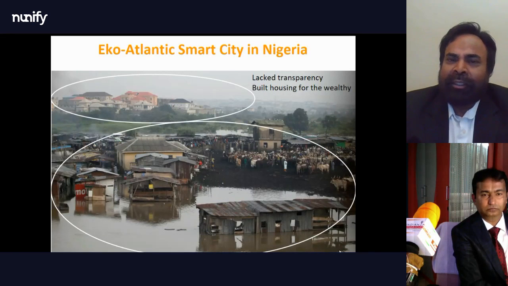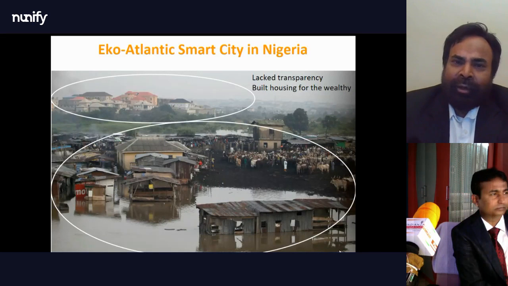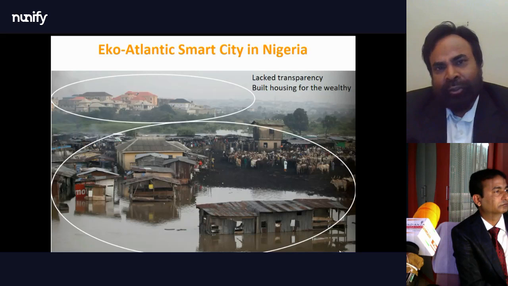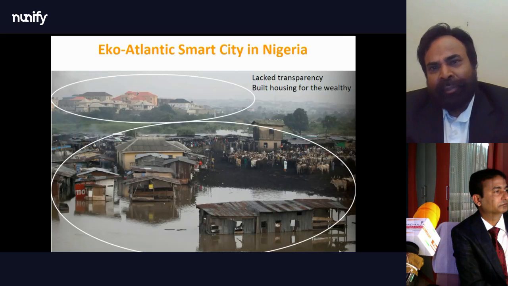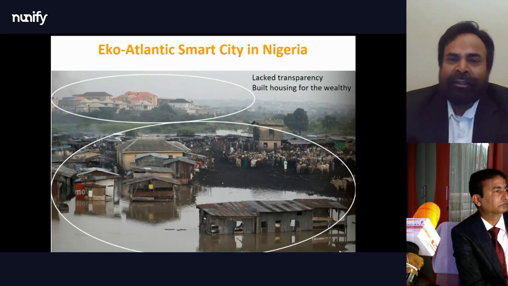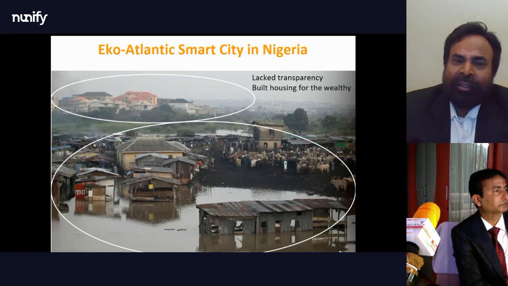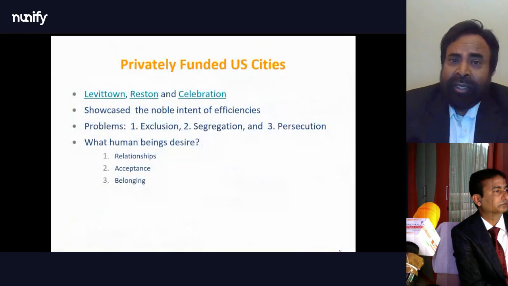That's a smart city, but yes, the rest of the people are poor. They're living in ghettos and they're locked out. It almost started with a great vision of being inclusive and helping people, but it's segregated people, lack of transparency, and built housing for the wealthy up there on the hill, while the rest of the people are living here with cattle and everything else. And that is not a dream unrealized.